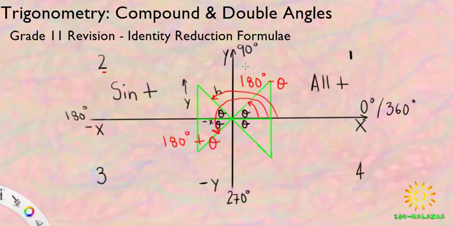Remember, this one was in the second quadrant. Let's maybe rather write it there, 180 degrees minus theta, and erase it over here.